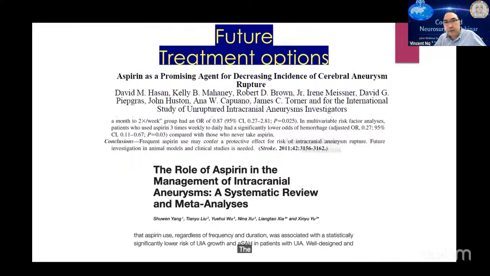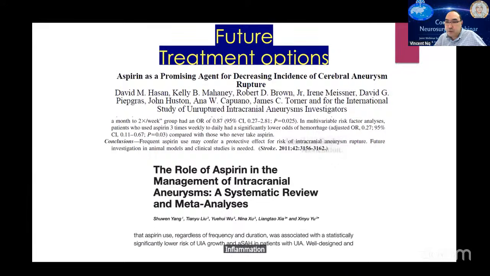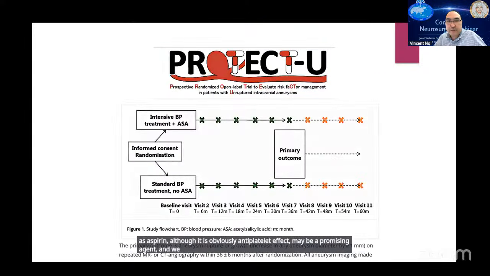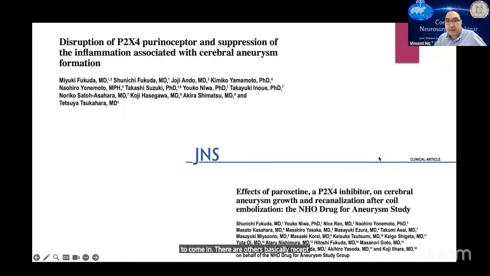The next question is, what do we do with an unruptured aneurysm? Are there pharmacological options we can talk about? Because the underlying pathophysiology is inflammation, the question is whether anti-inflammatory medication such as aspirin, although it is obviously an antiplatelet agent, may be a promising agent. We are still waiting for the PROTECT-U trial. There are other receptors or medications that may affect aneurysm growth and recanalization.